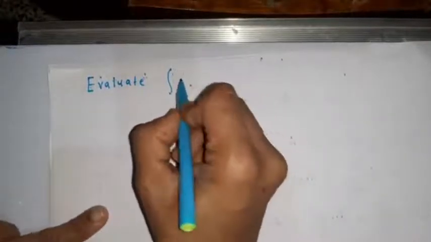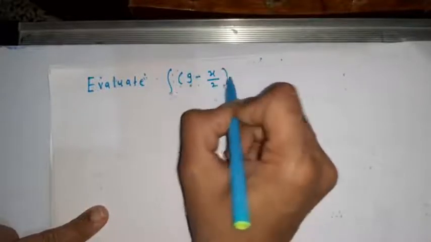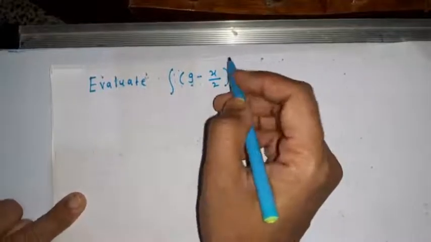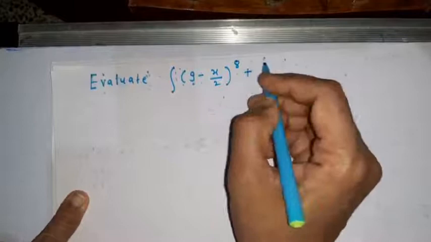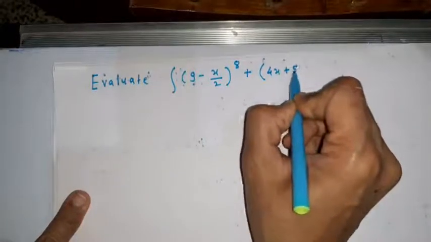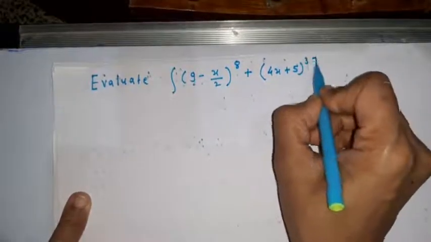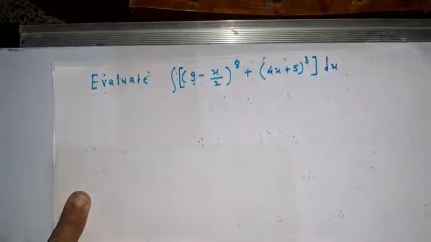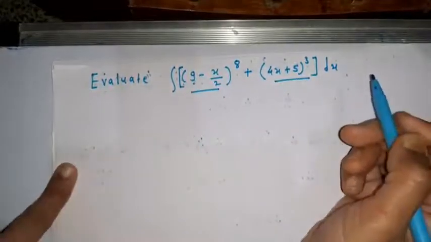integration of 9 minus x by 2, that is raised to 8 plus 4x plus 5, and that is raised to 3 whole power raised to 3, and you have to integrate with respect to x. Okay students, so these are the two terms, the first term and second term.